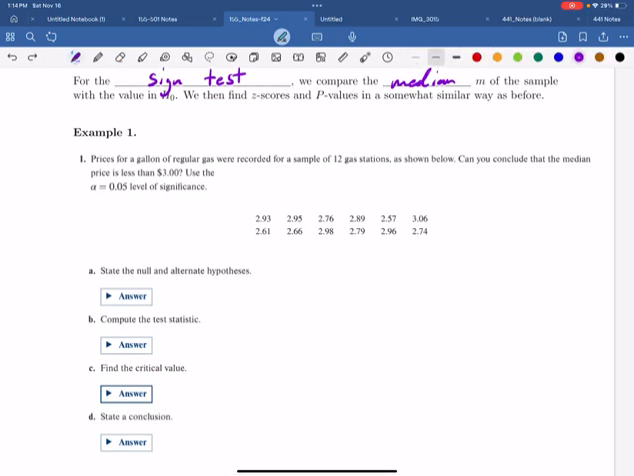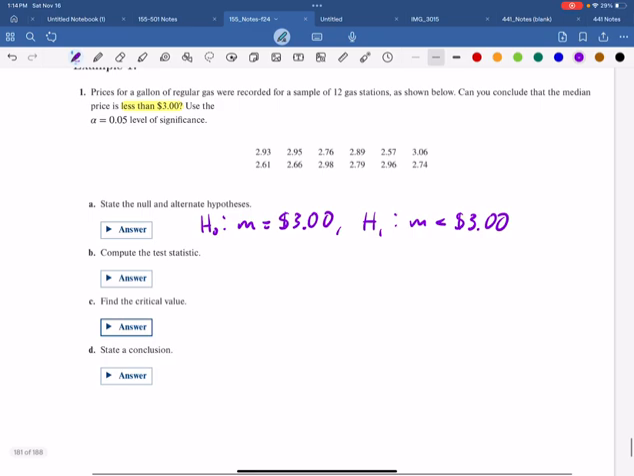So let's see what we do here. We've taken 12 random gas price samples, and we want to know if the median gas price is less than $3. Now note that they said the median. So what's the null hypothesis going to be in this case? Well, it's going to be that m equals $3. And then the alternate hypothesis is that the population median is really less than $3.